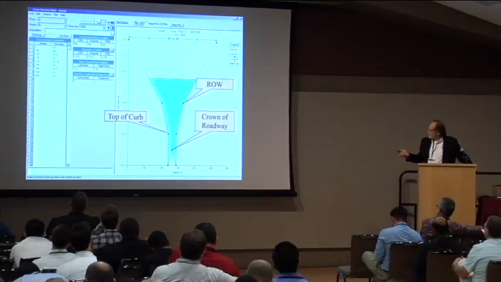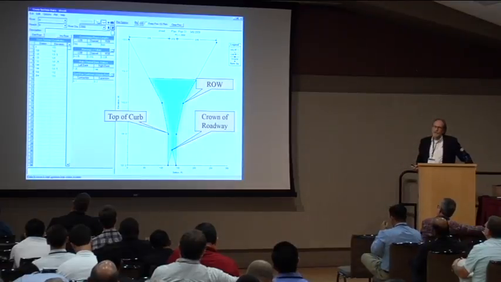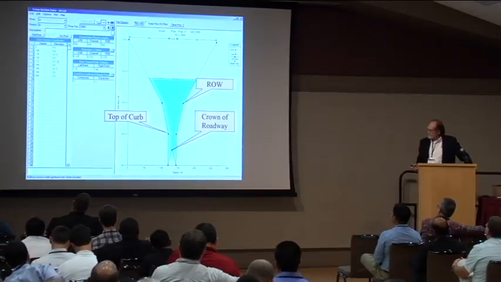You can actually see in this particular case, there's the top of curve, there's a gutter, there's a crown, the right-of-way line, and outside the right-of-way line. So you would actually model a cross-section for each one of those low points and high points.